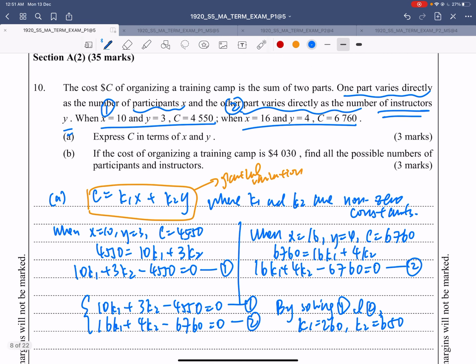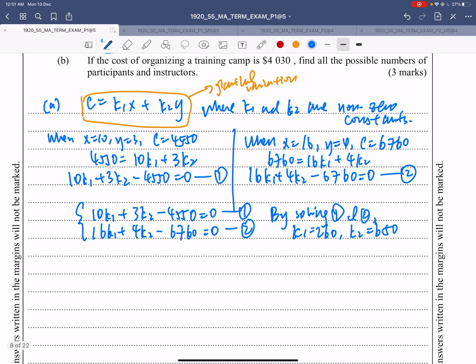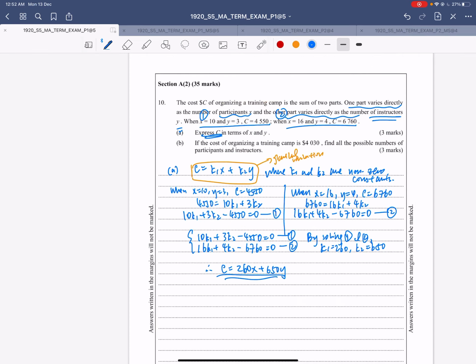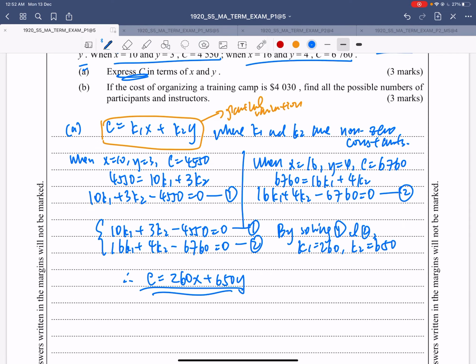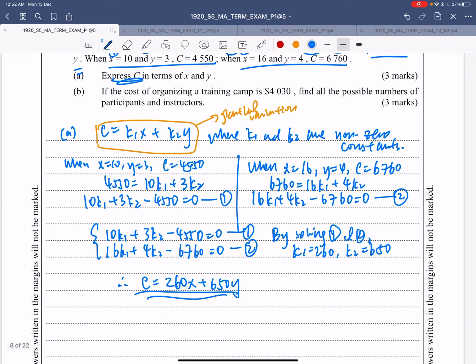At last, don't stop at this stage because you have only solved for the unknowns. The question asks you to express C in terms of x and y. This is the score mark that most of you could have forgotten. So you need to express your final answer as C equals 260x plus 650y. This is your final solution. This is the end of part A, a very simple partial variation question.